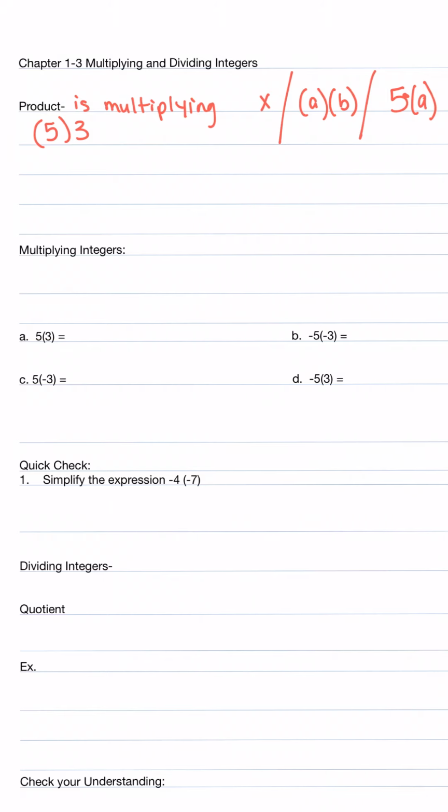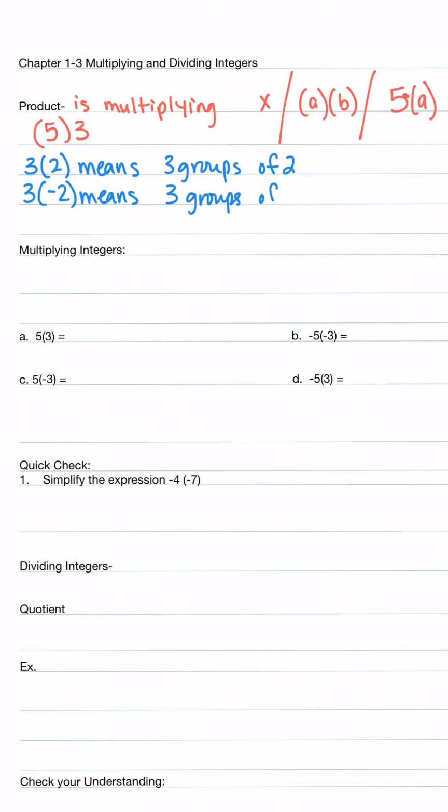Find the product of these two numbers means multiply them together. So if we have 3 times 2, that means there are 3 groups of 2. If we have 3 times negative 2, it means there's 3 groups of negative 2.